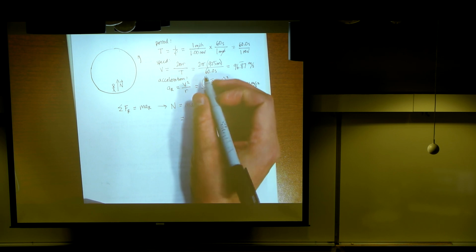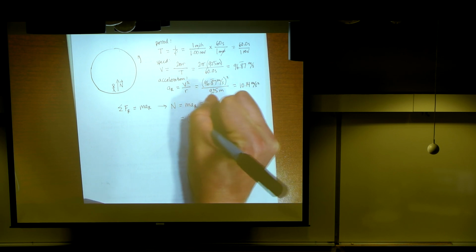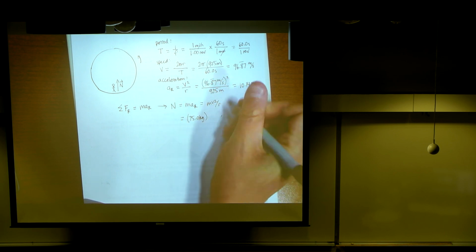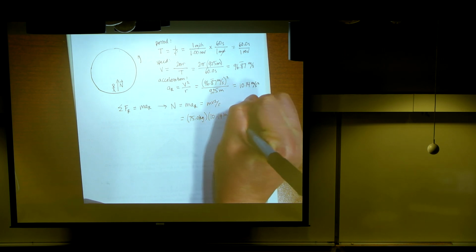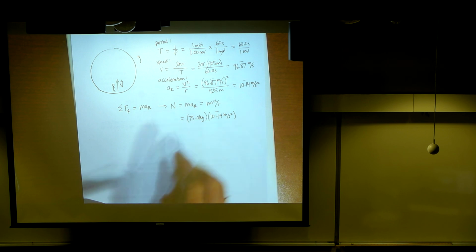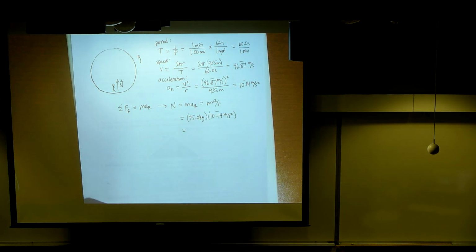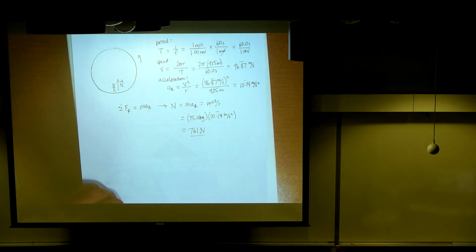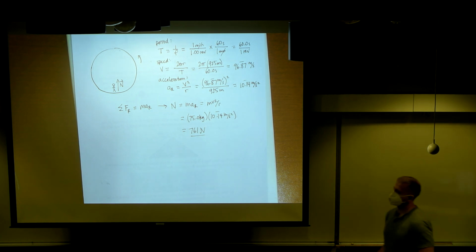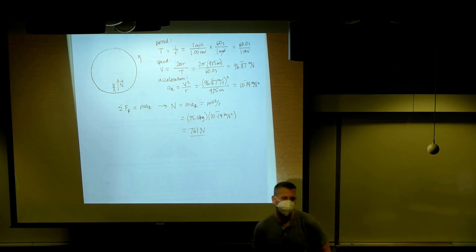Okay, what's our mass? 75 kilograms. What's our acceleration? 10.14 meters per second squared. What's our normal force? 761. Yep. So 761 newtons, which is fairly close to the normal force you would feel if you're just standing on Earth, okay?